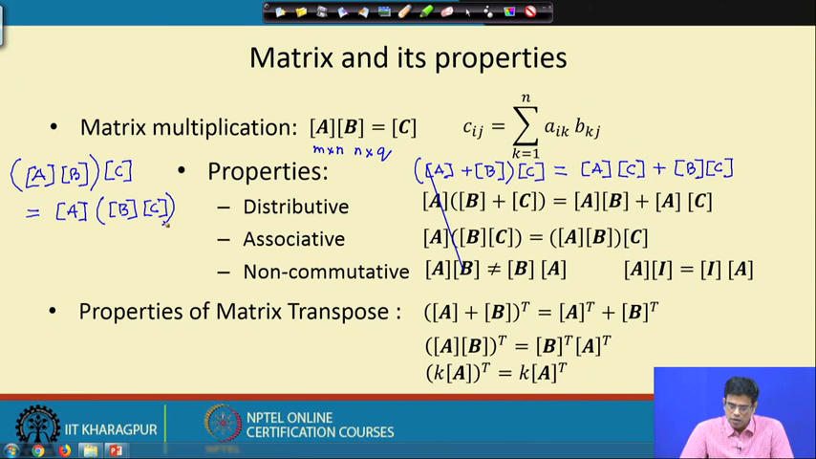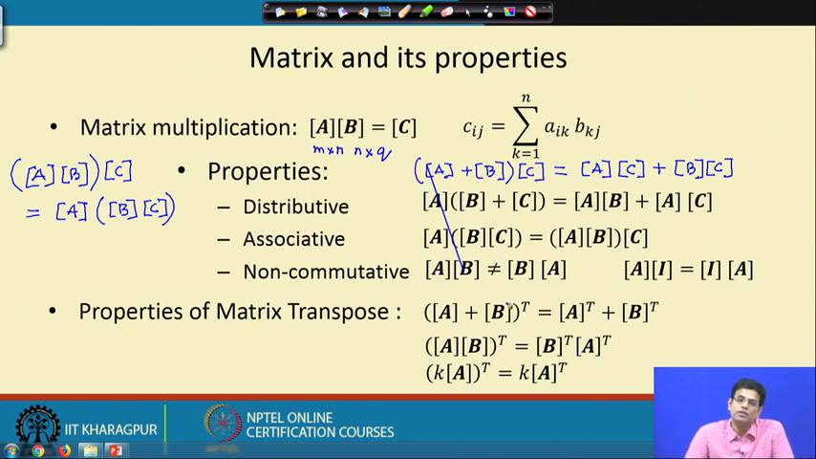Right. Another property is the non-commutative property. In general, matrix products are not commutative. What does this commutative mean? If you post-multiply A with B, that will not be equal to pre-multiplying A with B, which is actually the important property: matrix products are non-commutative, but there are certain exceptions.